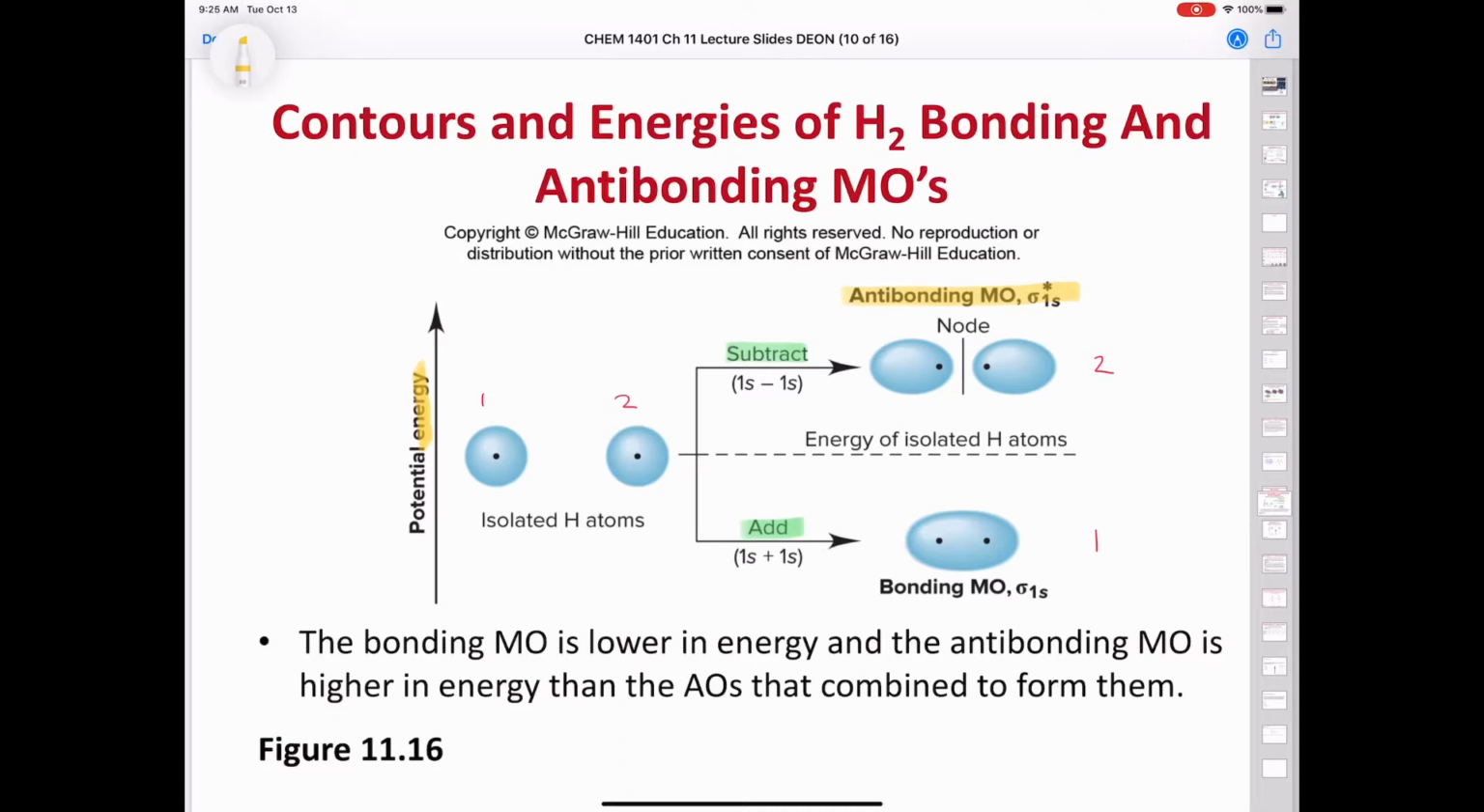Therefore, when electrons occupy this molecular orbital, the H2 molecule is less stable than the separate hydrogen atoms. Both the bonding and antibonding molecular orbitals of hydrogen are sigma molecular orbitals because they are cylindrically symmetrical about an imaginary line between the nuclei. The bonding molecular orbital is denoted as a sigma 1s, a sigma molecular orbital derived from 1s atomic orbitals, and antibonding orbitals are denoted with a superscript star, sigma star 1s, the antibonding molecular orbital derived from 1s atomic orbitals.